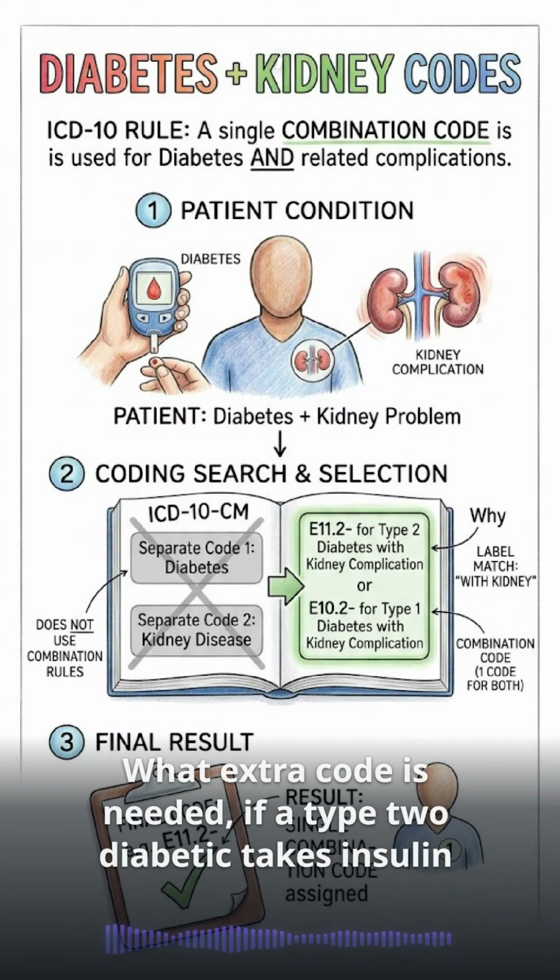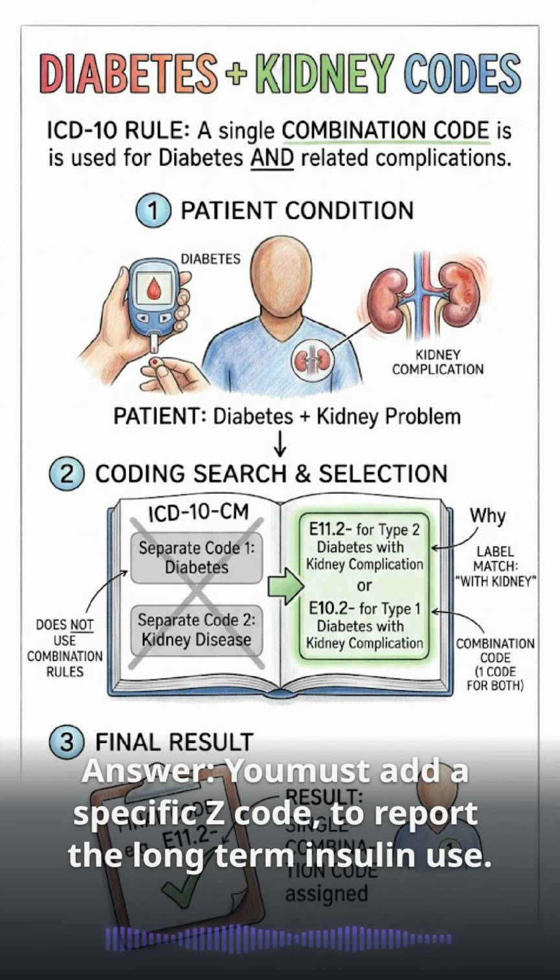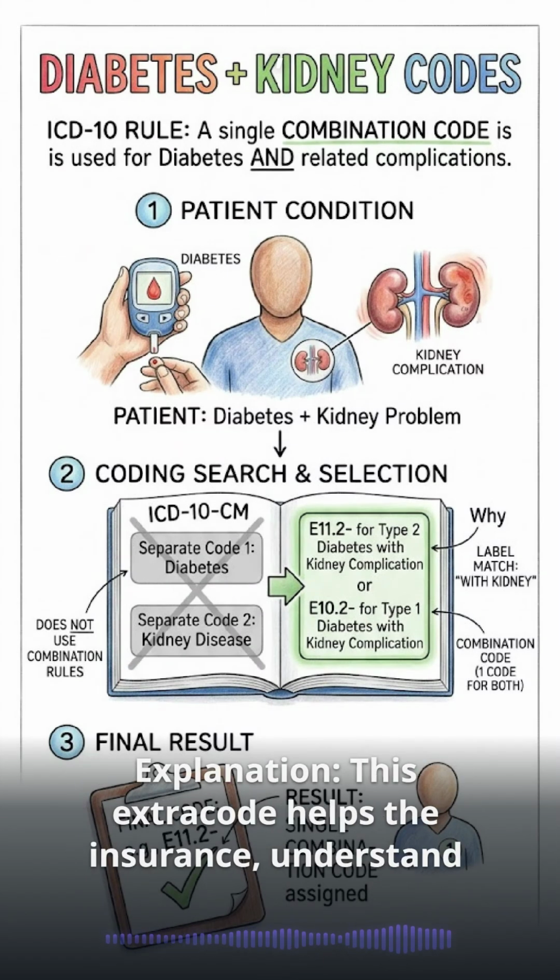65. What extra code is needed if a type 2 diabetic takes insulin every day? You must add a specific Z code to report the long-term insulin use. This extra code helps the insurance understand the daily medical needs of the patient.